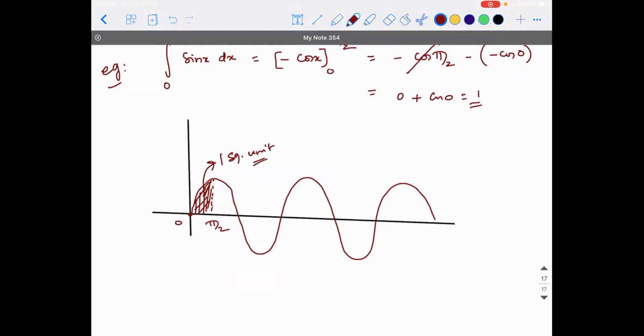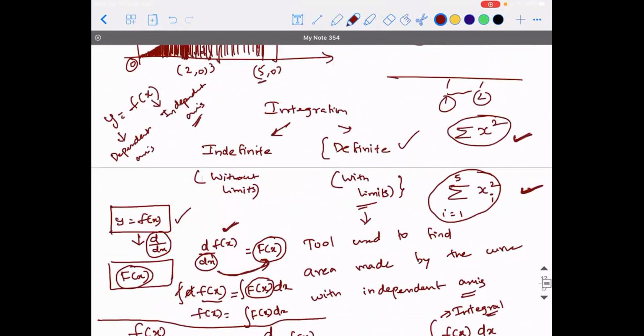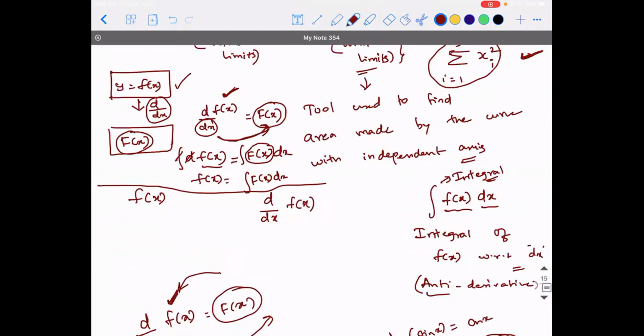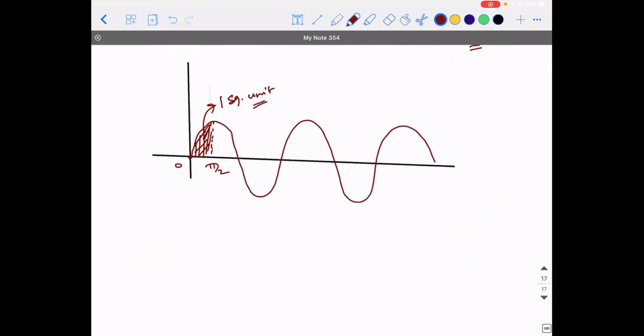So I just want to add one last point, guys. I told you definite integral is a tool to find the area, right? Add another point: area with sign. This is the only place where you will get area as positive as well as negative. If you know what is sin pi, you can try to calculate this area and see. So how to calculate that area?